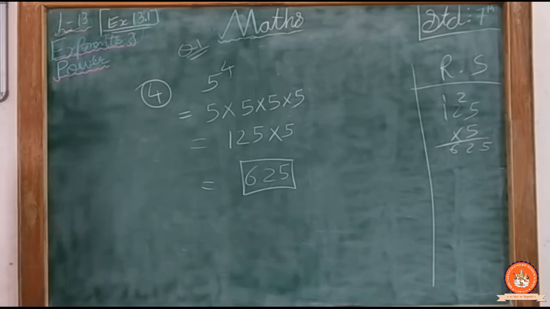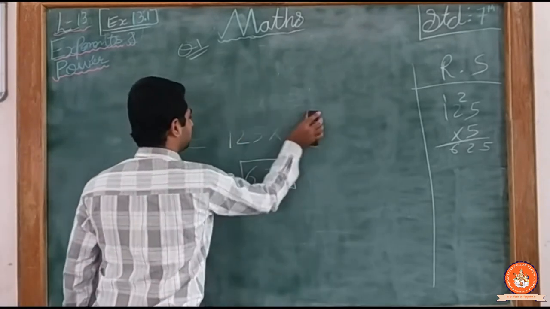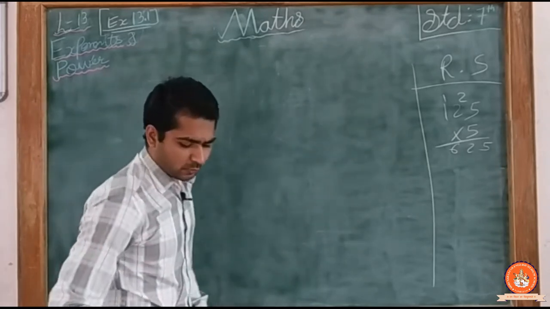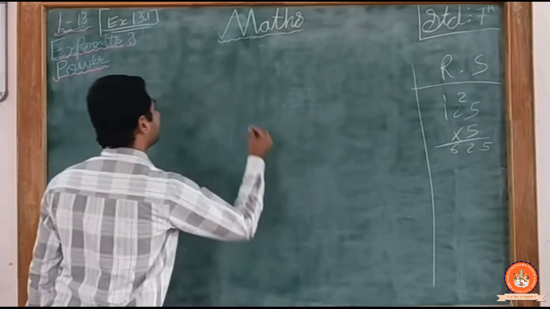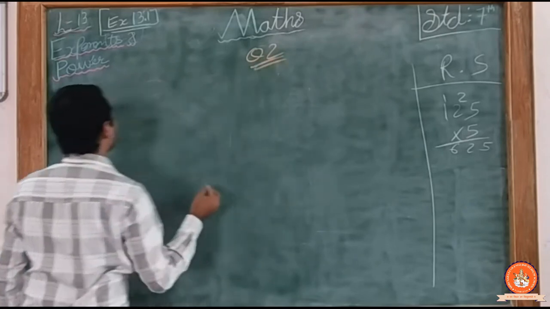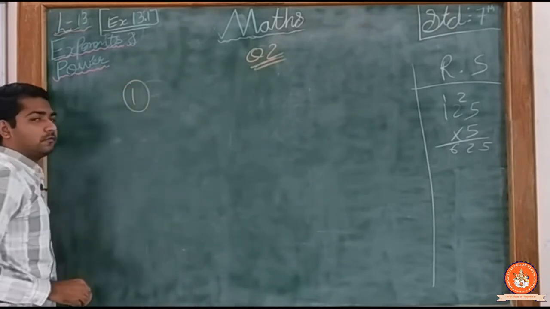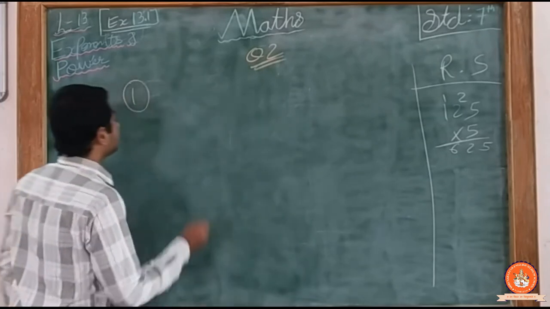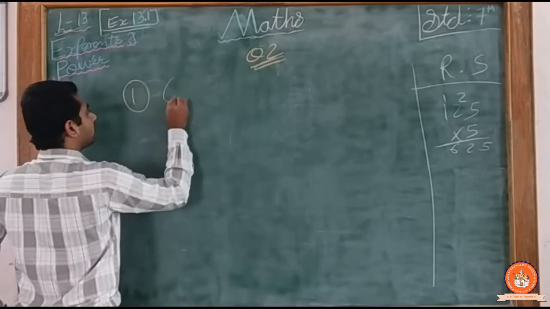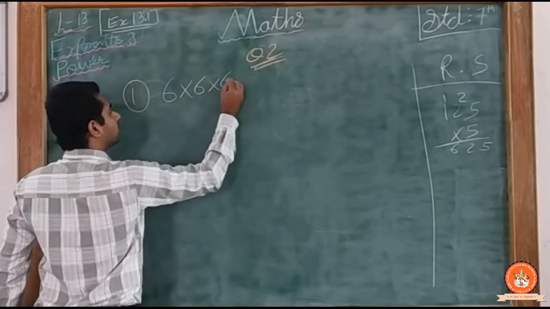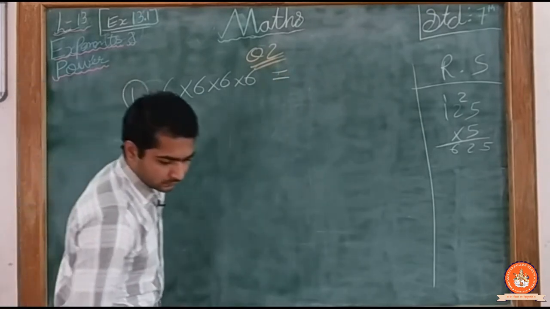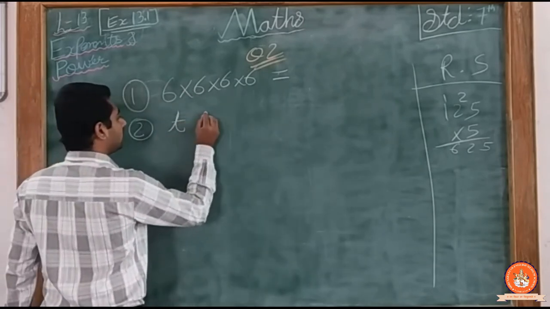Now moving on to question number 2. Write down. Question 2 is very easy. First of all, we will write down all the parts of question number 2. First, 6 multiply 6 multiply 6 multiply by 6. Done. Second, t multiply by t, t multiply by t.